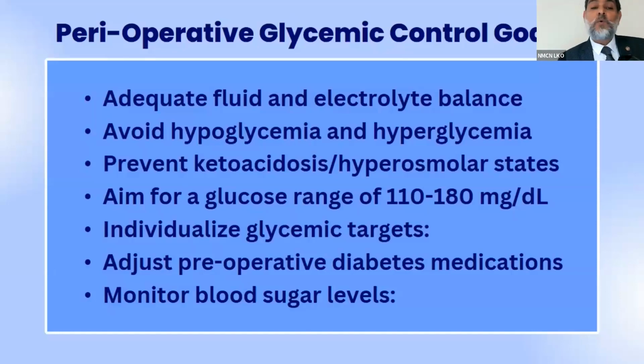Perioperative glycemic control goals are adequate fluid and electrolyte balance, avoid hypoglycemia and hyperglycemia, avoid fluctuation, prevent ketoacidosis, and aim for a glucose range of around 110 to 180. Individualized glycemic targets can be set if required, and monitor blood glucose levels regularly.